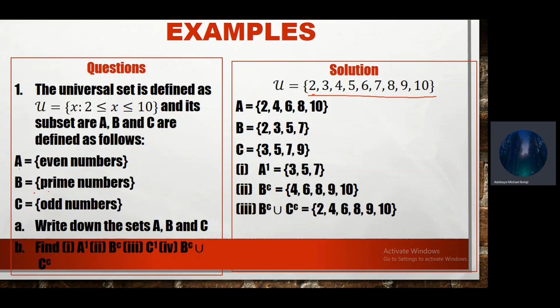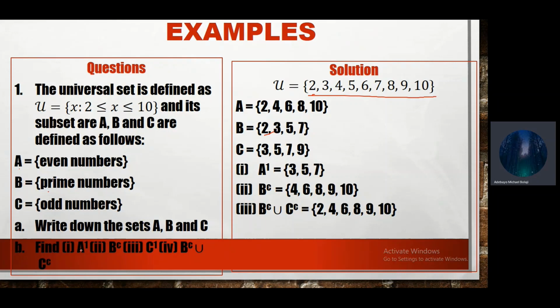Set B is prime numbers. Prime numbers are numbers that have two factors, itself and 1. If we pick those numbers from this universal set, we have 2, 3, 5, 7. Now C refers to odd numbers, and odd numbers from our universal set are 3, 5, 7, 9. The first question says write down the sets A, B, and C, which we've done.